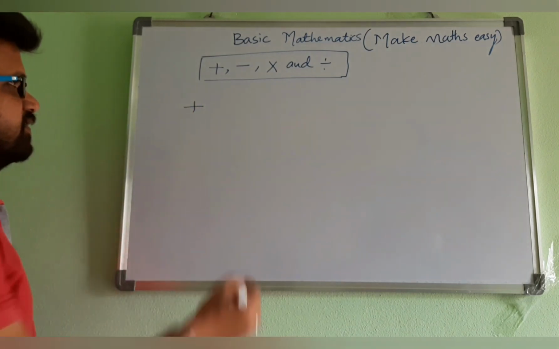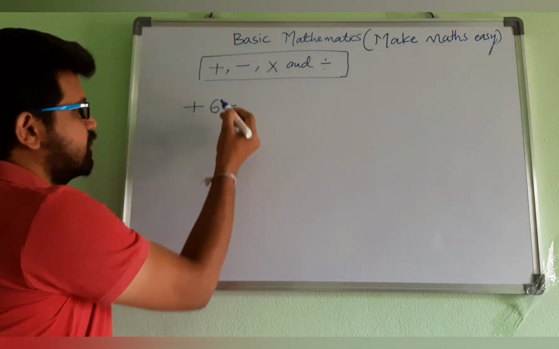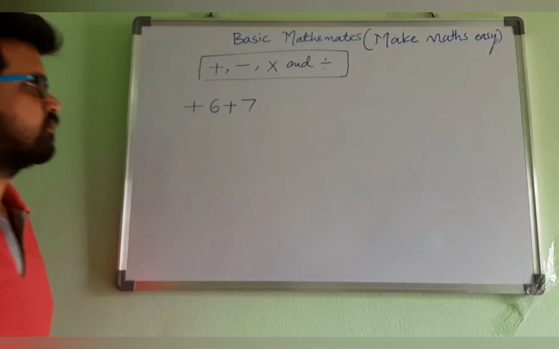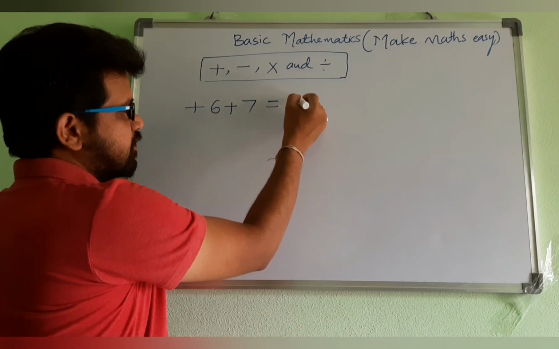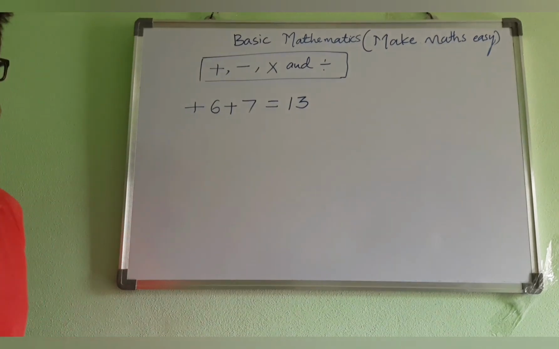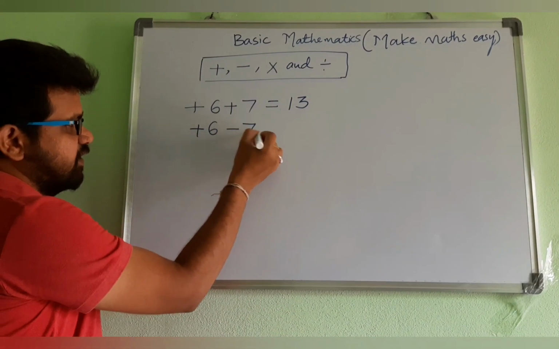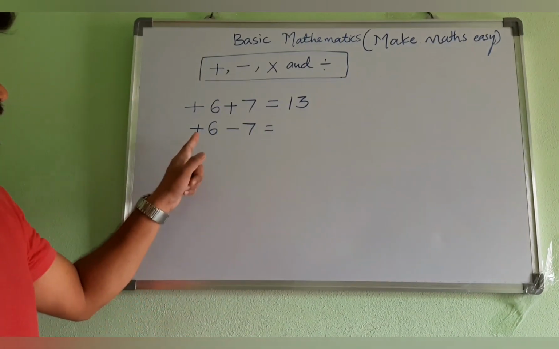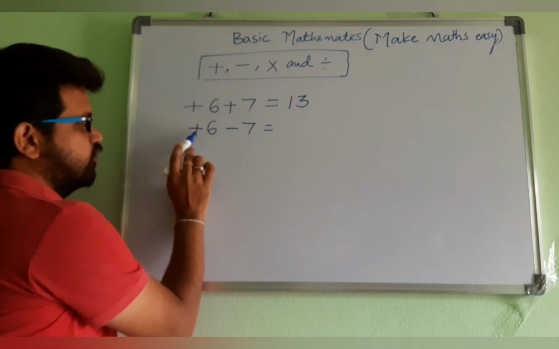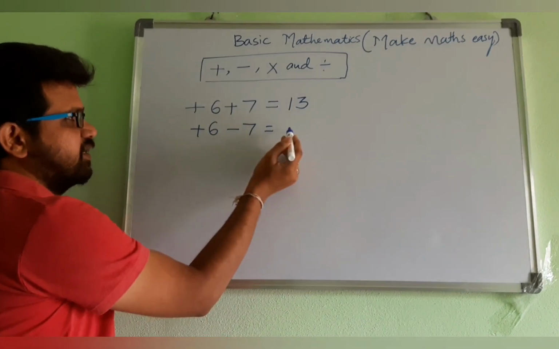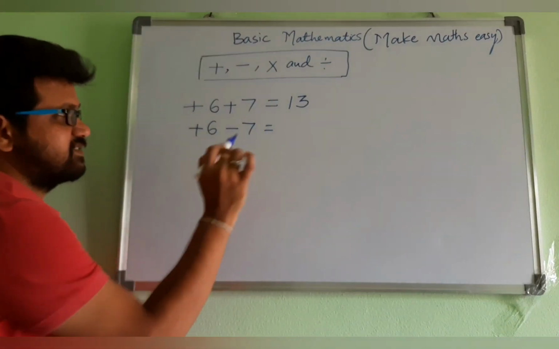Plus, for example, plus 6 plus 7. If you add both, plus 6 plus 7, we get plus 13. And plus 6 minus 7. Sometimes students multiply here: plus into minus is minus, that's why minus 1. Sometimes they write minus 13 also.